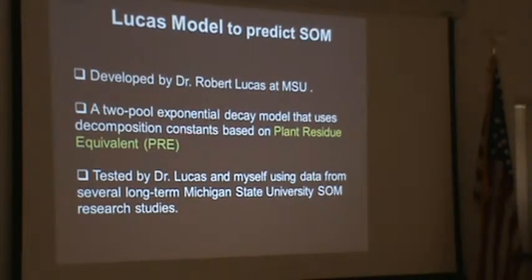And out of that came a two-pool explanation, a little decay model that uses plant residue equivalents. It uses 6 pounds of residue to yield 1 pound of active carbon. Remember, earlier I said it takes 5 to 7 pounds of residue to give you 1 pound of active carbon. Bob took the middle of the road. He used a 6-to-1 ratio. And he called it plant residue equivalents, so that he relates all carbon sources back to plant residue equivalents.